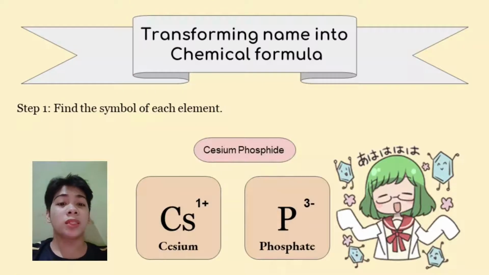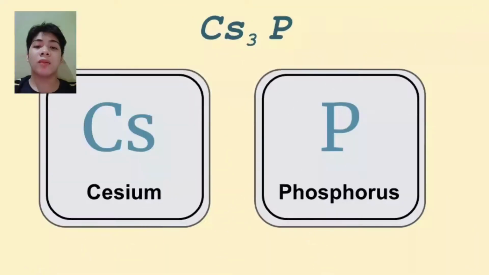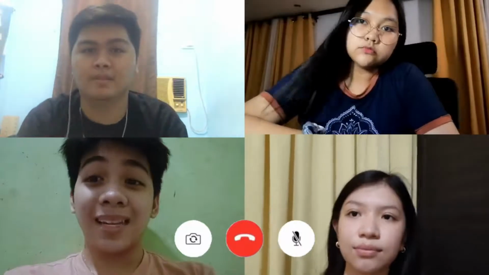So now, from its compound name to its chemical formula. Let's have the same example, cesium phosphide. Step 1, find the symbol of each element. Then balance them according to their charges. So we have Cs with 1 charge and P with 3 charge. We have to balance them to make it correct. So we need 3 Cs, or cesium, to make them balance, and our chemical formula will be Cs3P. And that's how we do it for type 1 binary compound. You got it?